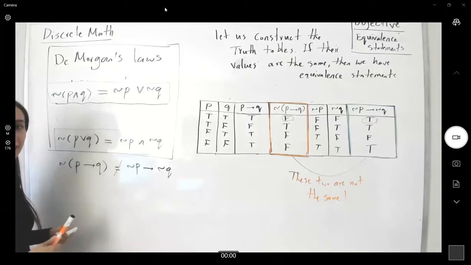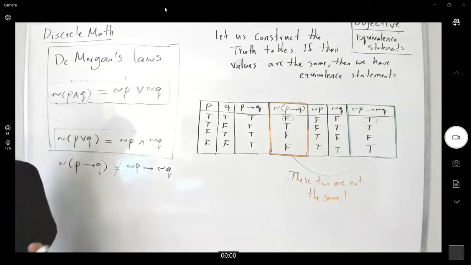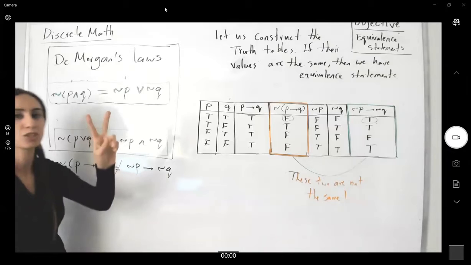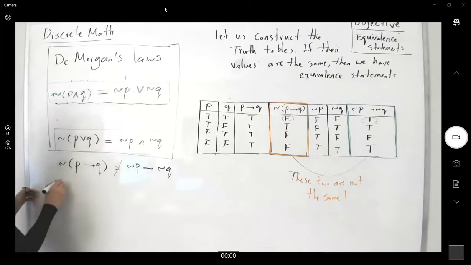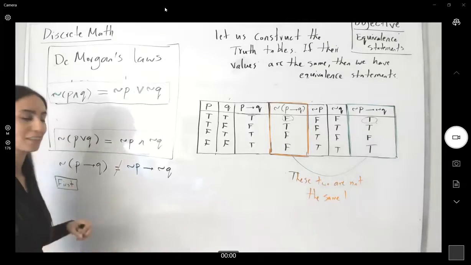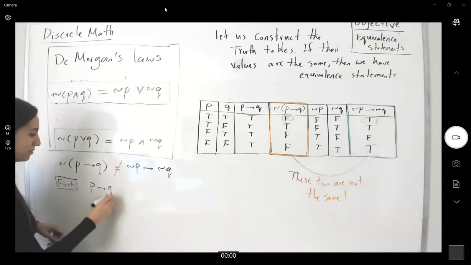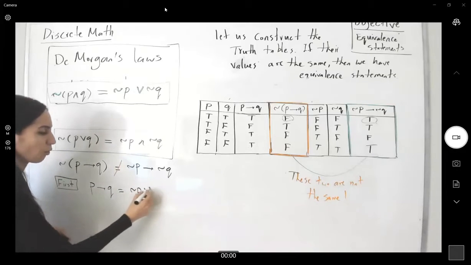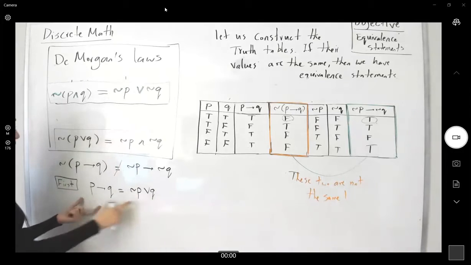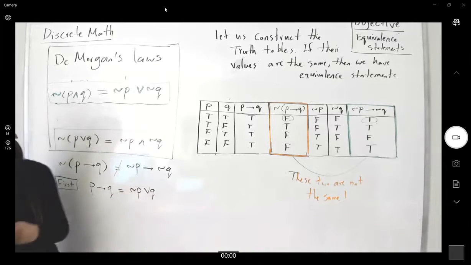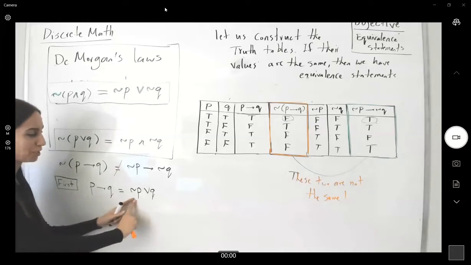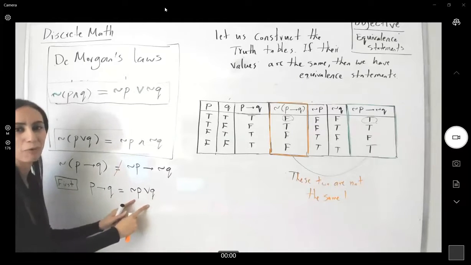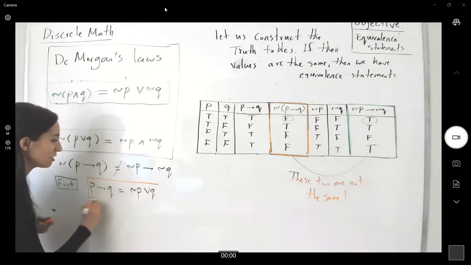To find the negation, we can actually write it in 2 different ways. First, we can write P then Q as not P or Q, then negate this. P then Q is equivalent to not P or Q. This is very important. Very, very important.